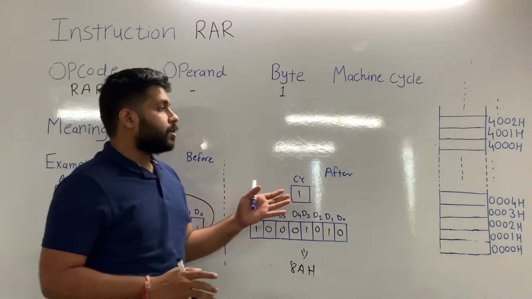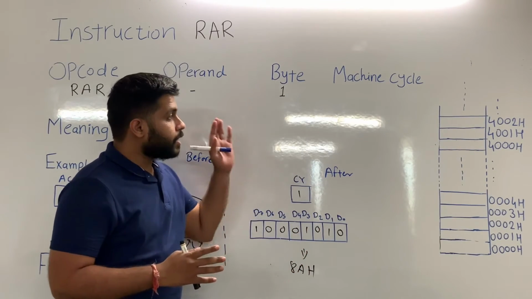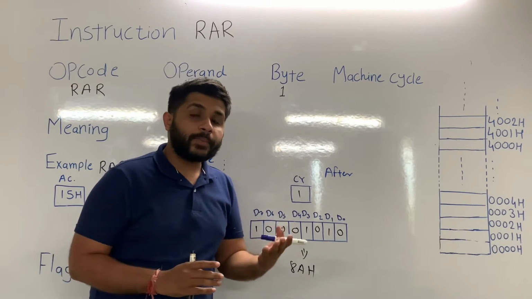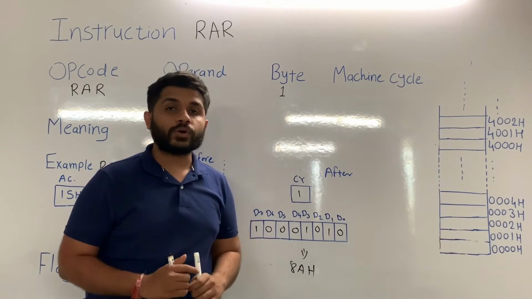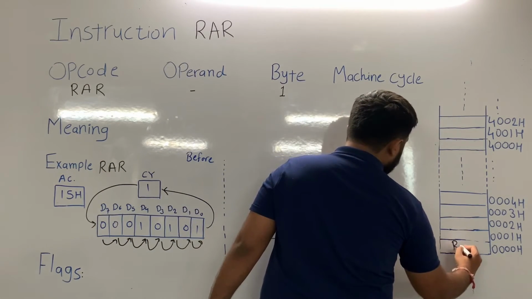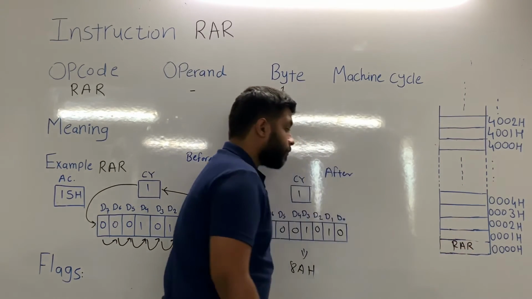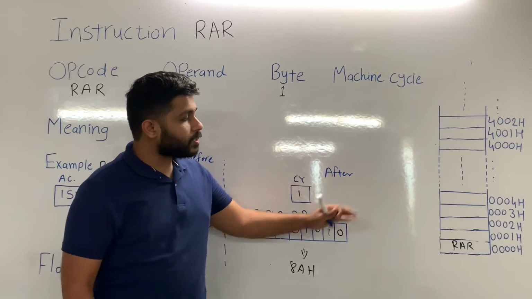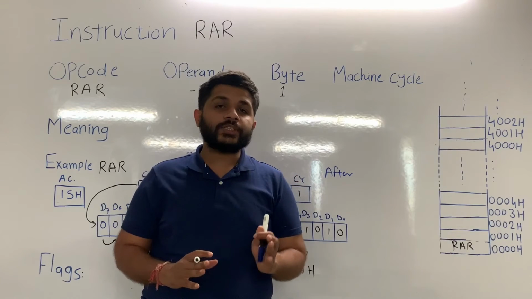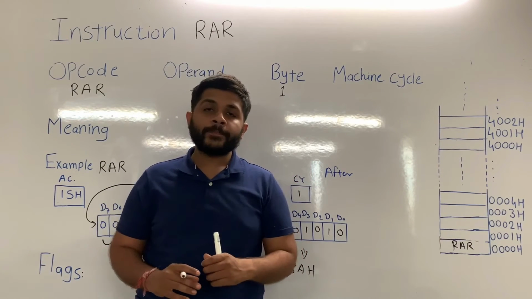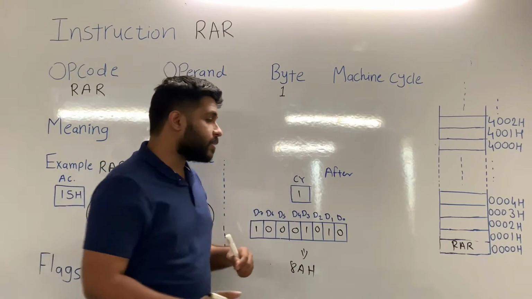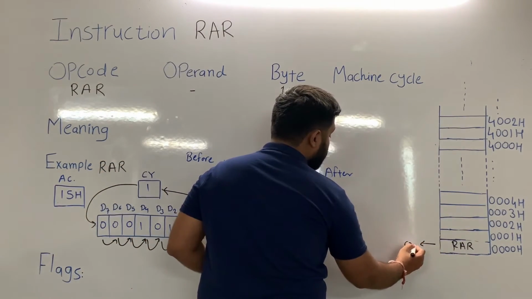Now let's see the machine cycle. This instruction is of 1 byte. It means when you give this instruction in the memory, it will occupy only one memory location. So let's give the instruction to the memory. It will occupy only one memory location. Now when all the instructions are stored in the memory, the microprocessor will start its function, that is to fetch, decode and execute. To fetch the instruction, the microprocessor will perform the first machine cycle, that is opcode fetch.